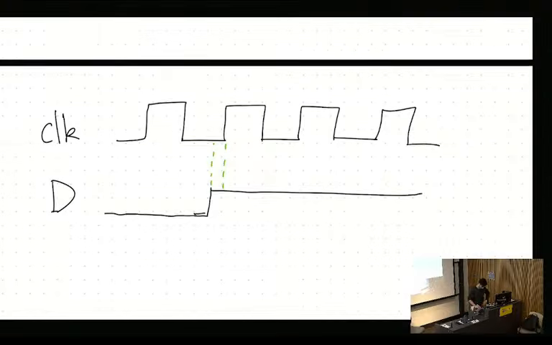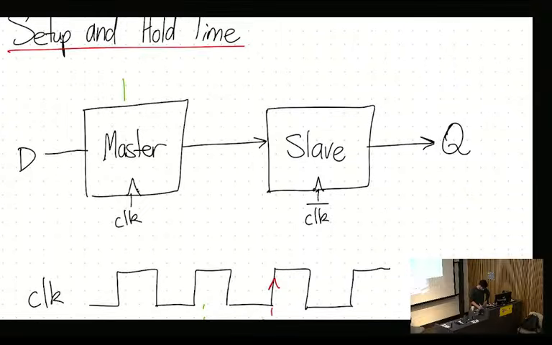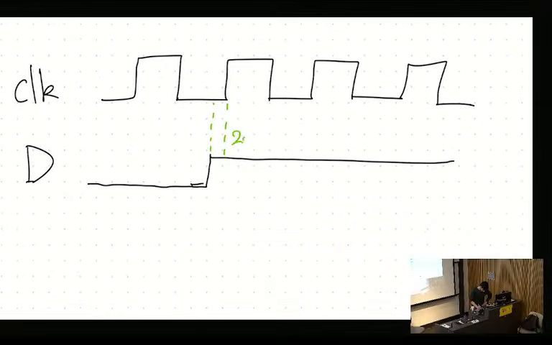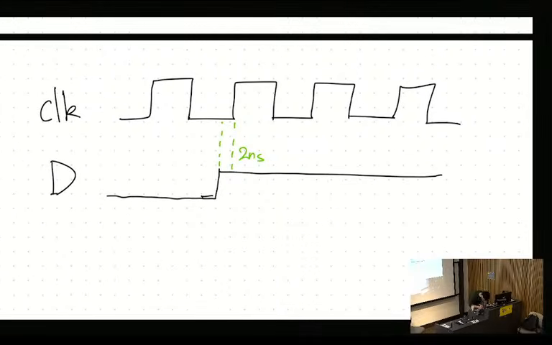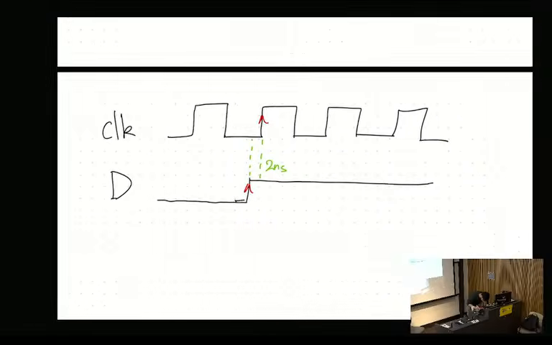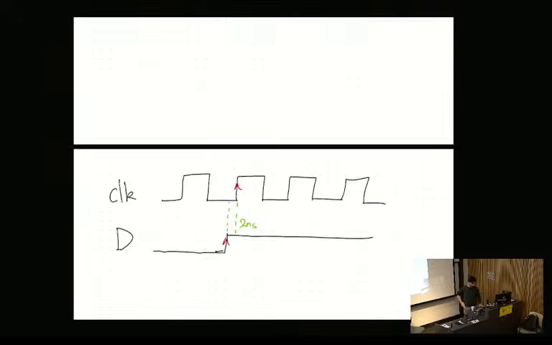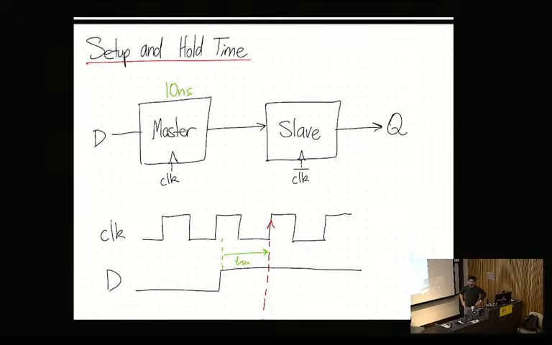So if, as an example, this propagation delay, let's say it takes 10 nanoseconds to get through the master, and let's say this is 2 nanoseconds. So this goes high, and this goes high. Now, is that enough time for the signal to be processed by this high clock signal? No, not enough time, because we've only given it about 2 nanoseconds before the clock flips. But the master took 10 nanoseconds.